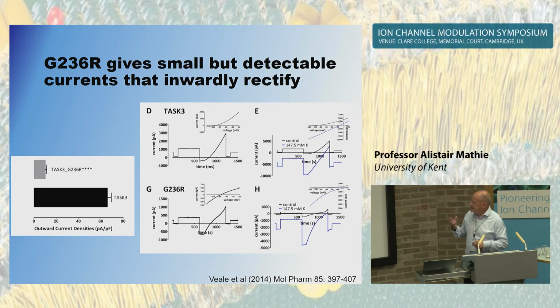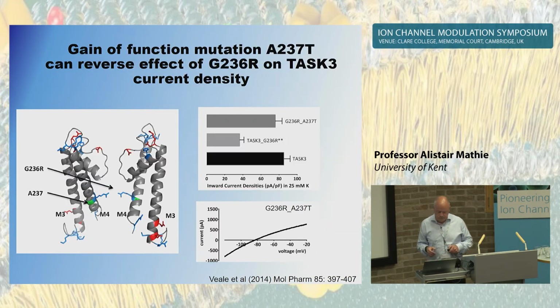And you can enhance the current through this mutated channel by doing experiments, for example, in symmetrical potassium to increase the driving force for the current. We see quite a large current now through the mutated channel, but it's still inwardly rectifying, even in symmetrical potassium solutions. And that's probably, the inward rectification at least, is probably because we're introducing a charged residue to the inner pore helix here, interfering with the flow of ions through the pore.